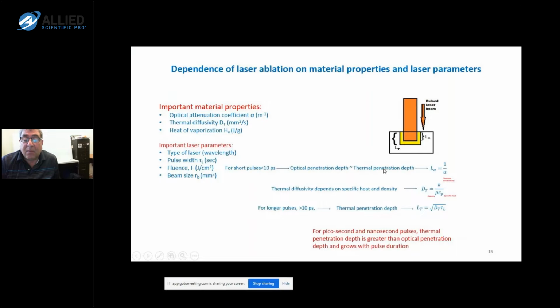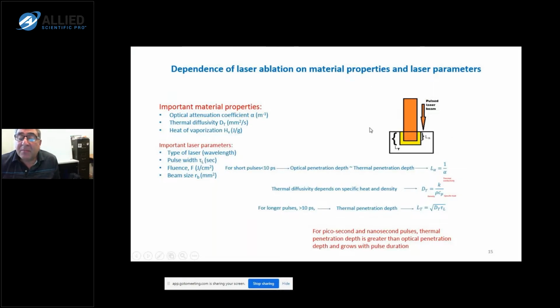So the optical penetration depth is just 1 over alpha, and that's L alpha. Then you have the thermal diffusivity in millimeters squared per second, the heat of vaporization in joules per gram, and basically for laser you have the type of the laser, wavelength, the pulse duration, the fluence, energy per unit area, and the beam size are important.